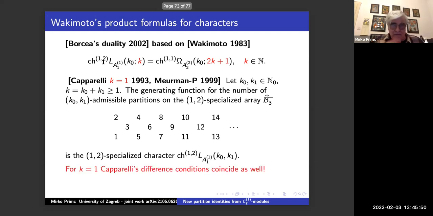So for K equals 1, these difference conditions coincide as well, and we don't know what happens in general. We haven't figured it out so far. But there is an idea.